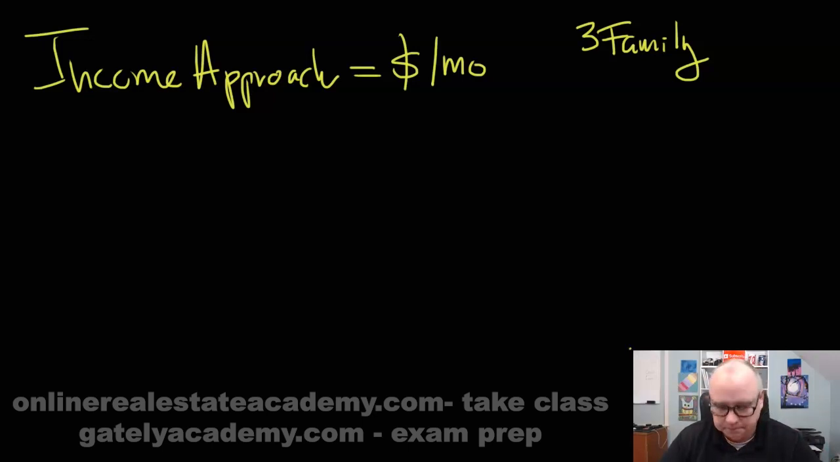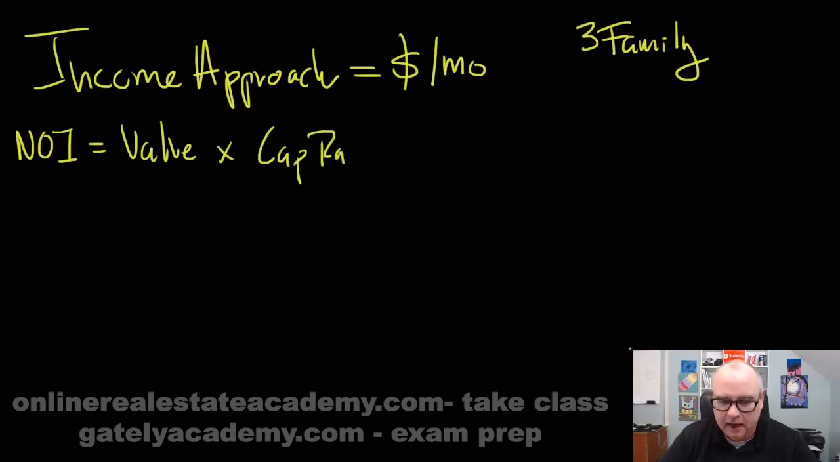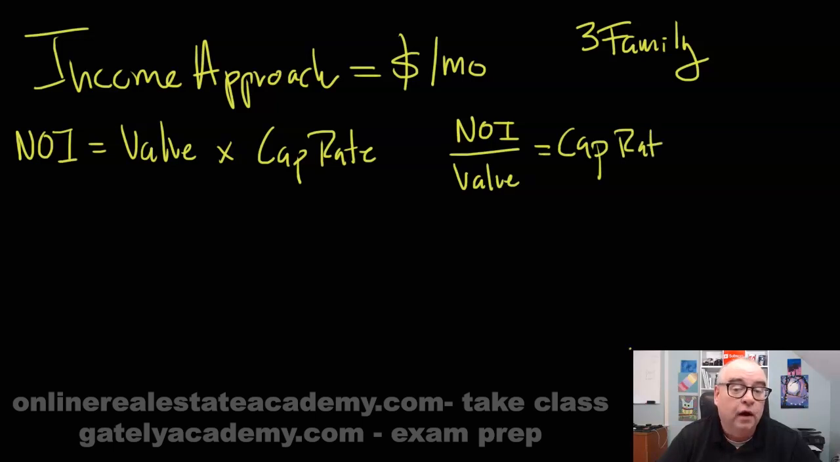Here's the formula. NOI equals the value times the cap rate. Now, don't get too lost yet. Hang with me here. Like any good formula, you can write it more than one way. Here's another way you can write the same formula. NOI over value equals the cap rate, which stands for capitalization rate, by the way.